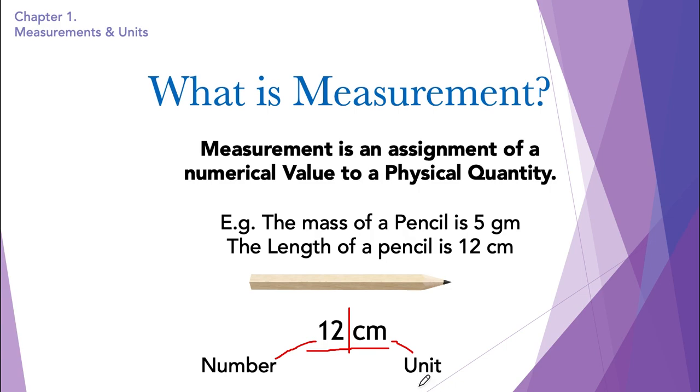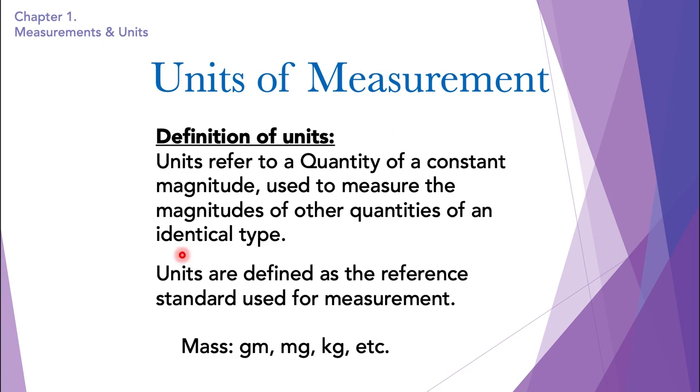So, speaking of units, let's check them right now. Units of measurement. Units refer to a quantity of a constant magnitude used to measure the magnitudes of other quantities of an identical type. So in simple words, units are defined as the reference standard used for measurement. So here we have some units written down here. For example, for mass we have grams, milligrams, kilograms, and etc. So these are the units that are basically standardized to measure a specific quantity of mass.